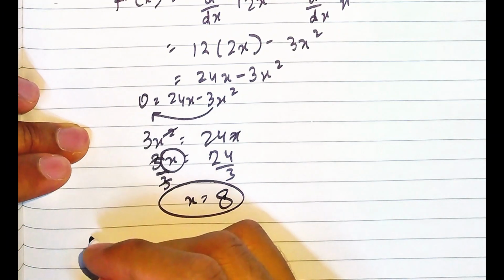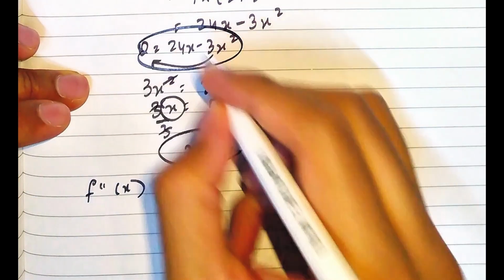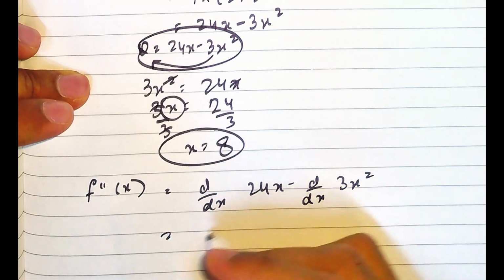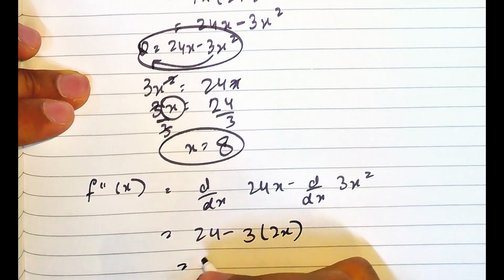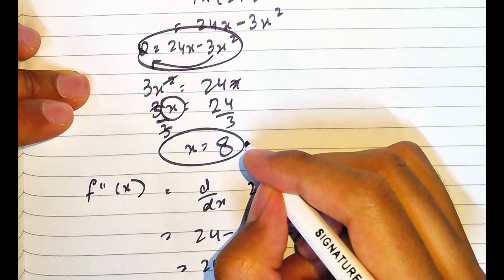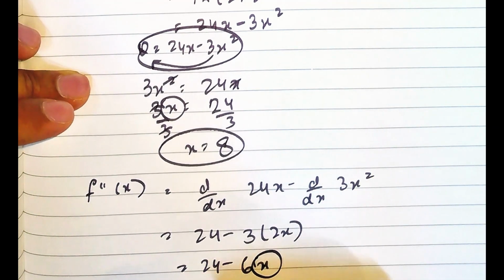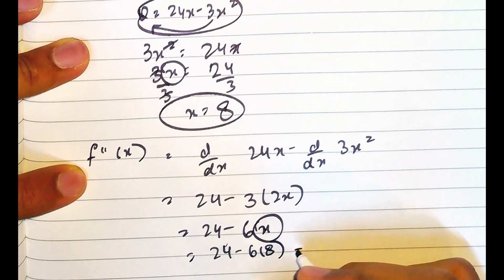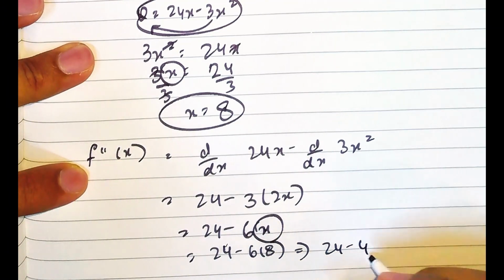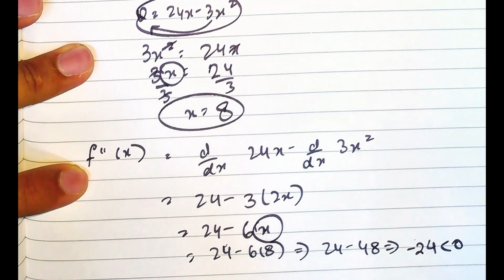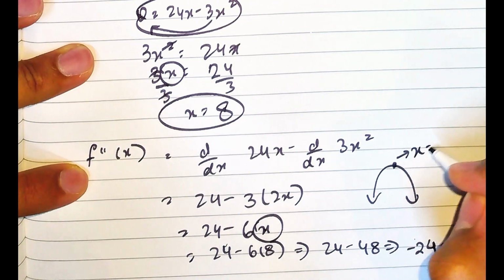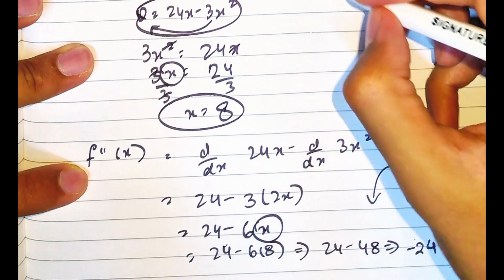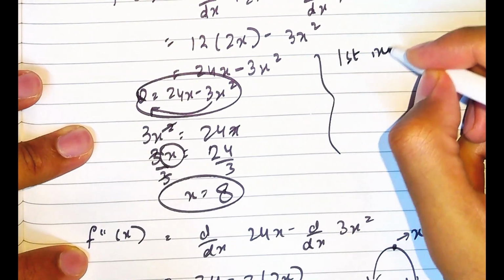Okay, so now let's take the second derivative. The derivative of 24x will be 24, and minus 3 will be separated because it is a constant, and the derivative of x square will be 2x. So we have 24 minus 6x. Now we can put in this value of x, 8. So we have 24 minus 6 times 8, which is 24 minus 48. So we have negative 24, which is less than 0, and which means that the graph is concave down, and we will get the maximum at x equal to 8. So our conclusion is that the first integer x is equal to 8.